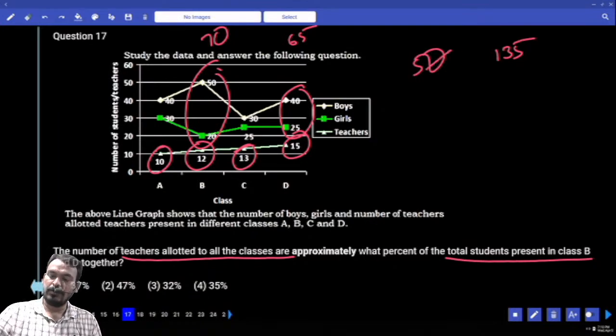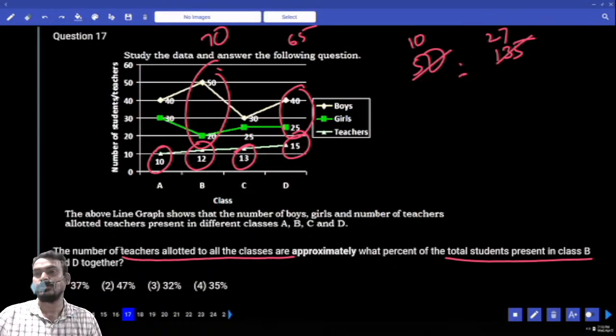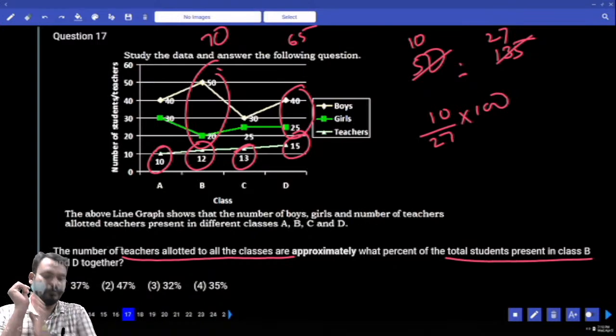Okay, 5 how many times? 10 times. 5 how many times? 27 times, or not? But we required percentage or ratio? Percentage. 10 by 27 multiplied by 100. What is the 10% value? 2.7. 20%? 5.4. 40%? 10.8, or not? It is closer to the 40% value, or not? Which option?